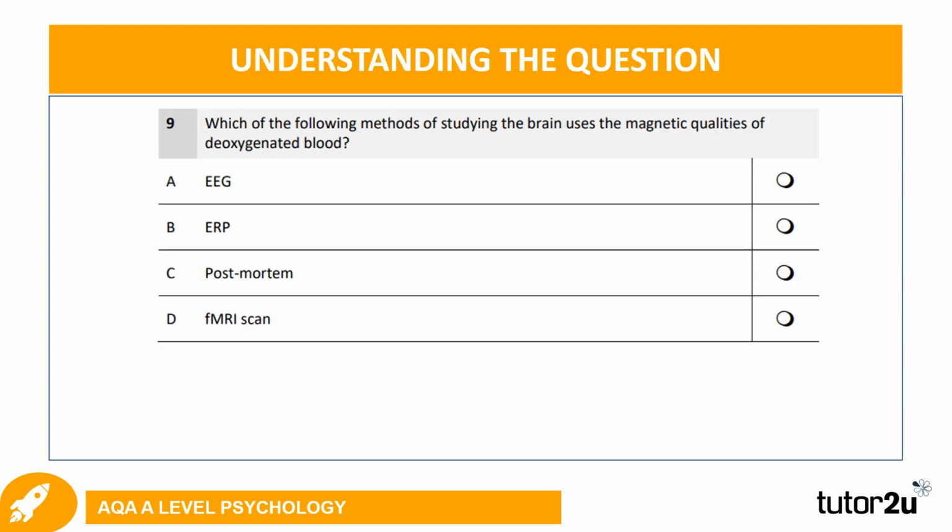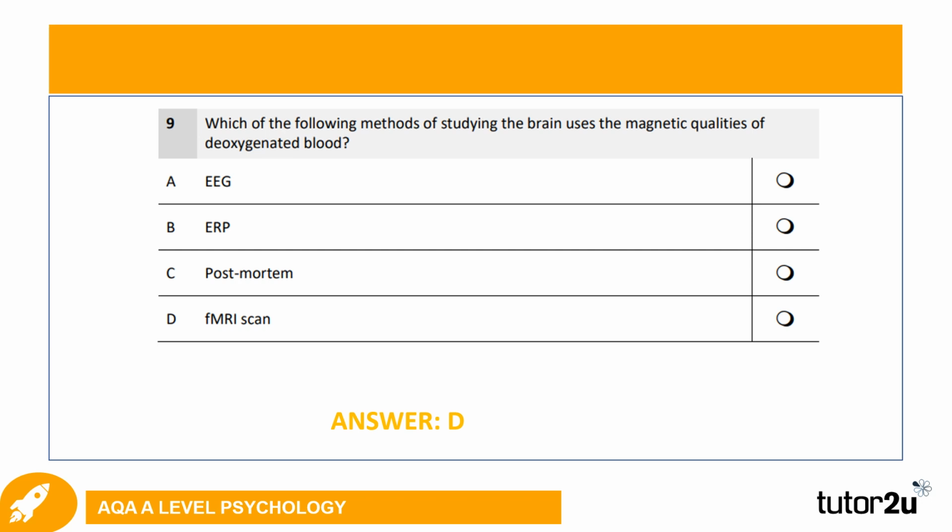Question number 9. Which of the following methods of studying the brain uses the magnetic qualities of deoxygenated blood? Is it A, EEG, B, ERP, C, post-mortem, or D, fMRI scan? So the answer for this one was, of course, D. An fMRI scan uses the magnetic qualities of deoxygenated blood when studying the brain.